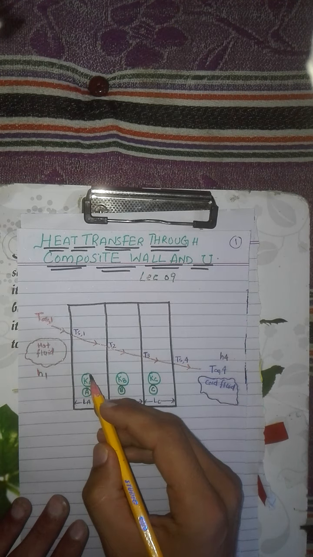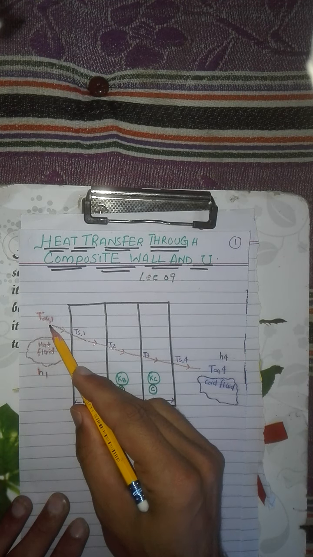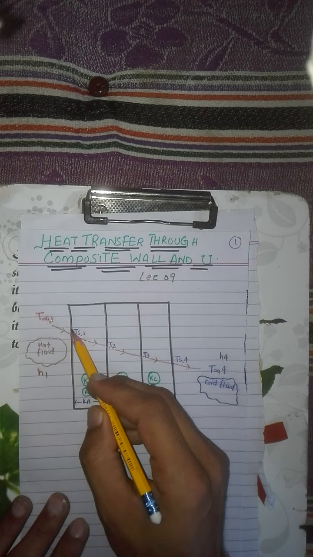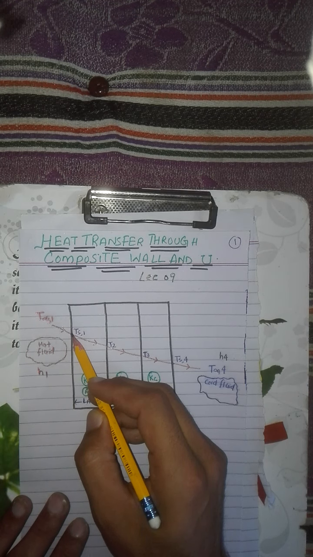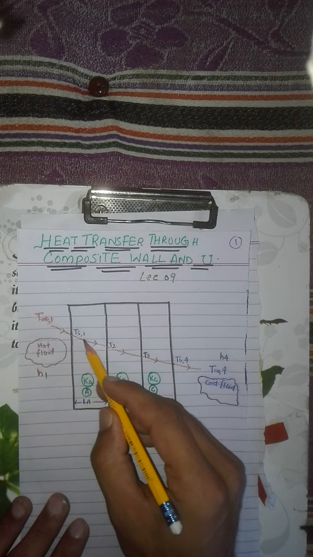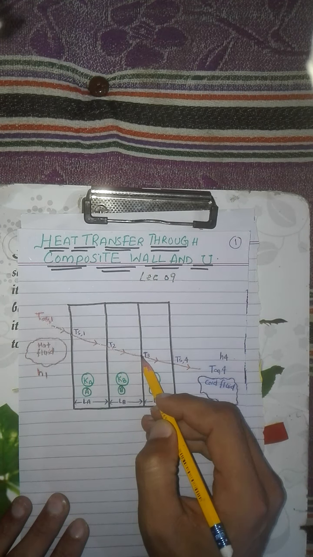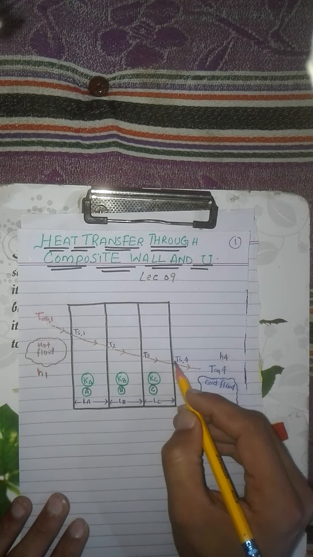Now there are some resistances to heat transfer. First of all, the heat transfer from this fluid to surface 1, Ts1, which is the surface 1 of the wall 1. So the heat transfer by convection is from this fluid to the wall 1 surface, while the heat transfer through this wall is by conduction. Similarly, the heat transfer through this wall is also by conduction, and the heat transfer through the third wall is also by conduction. At last, the heat transfer from wall 4 to the cool fluid is by convection.